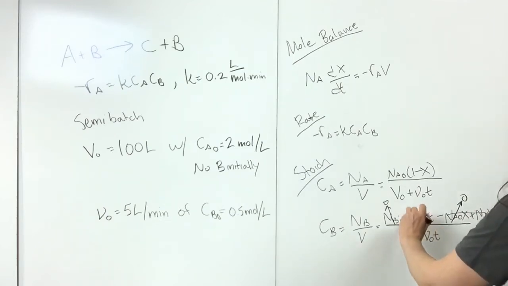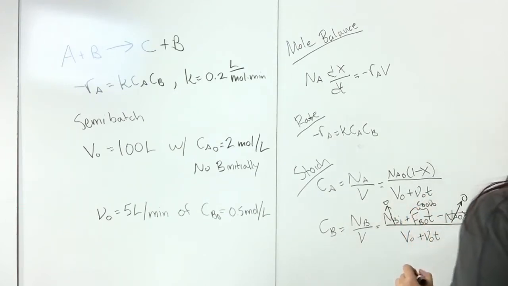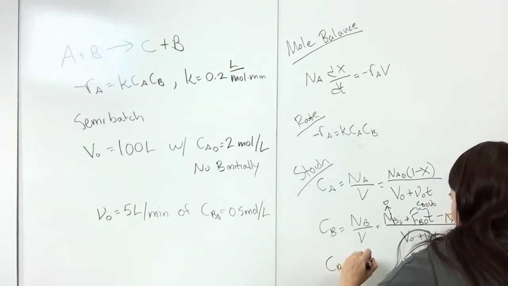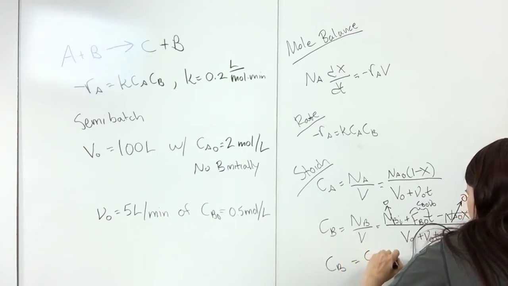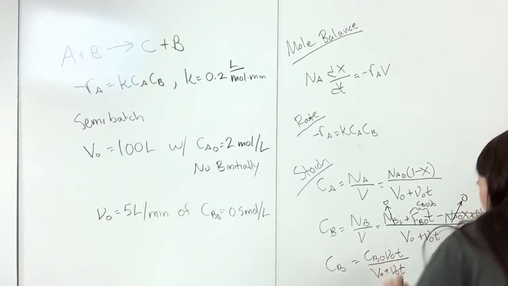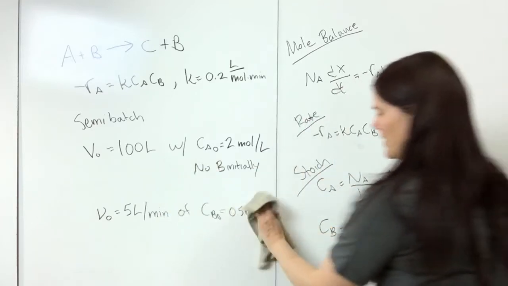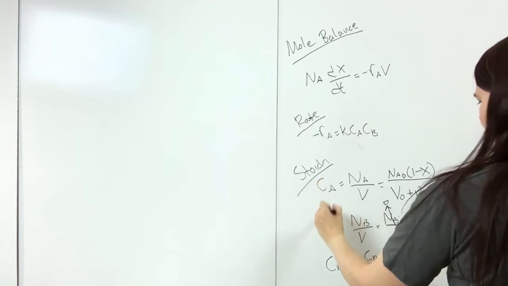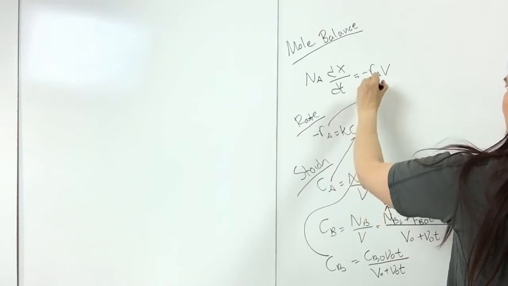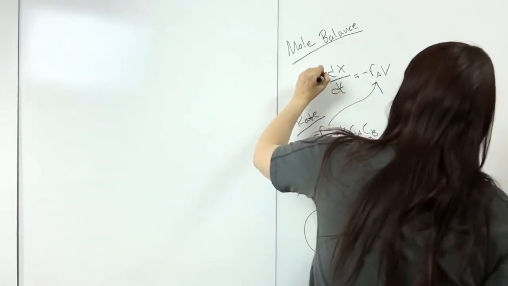So then if we rewrite FB0 as CB0 v0, this becomes CB is equal to CB0 v0 t over V0 plus v0 t. So then you can just combine everything. I'm going to erase this real quick. So if we combine this into here and that into there, we get, oh, this is NA0, not NA.